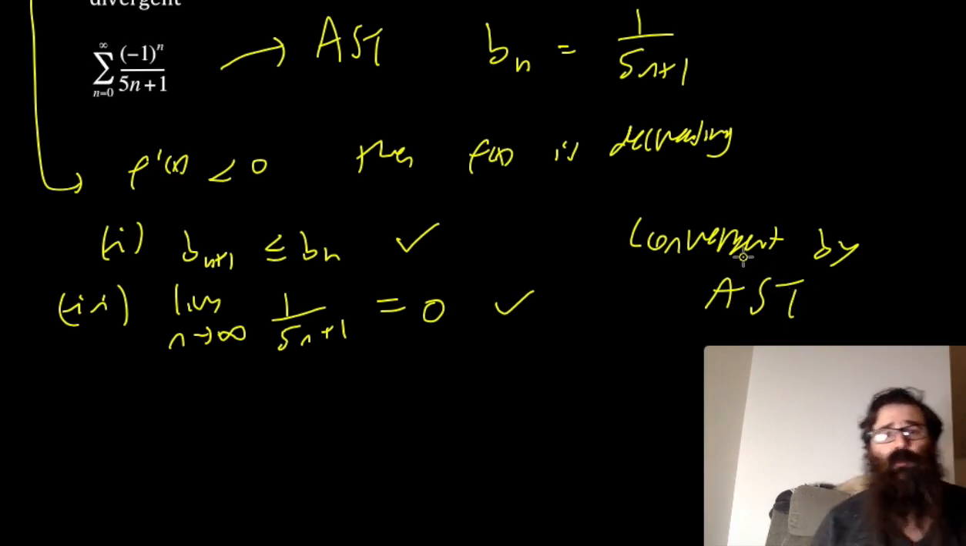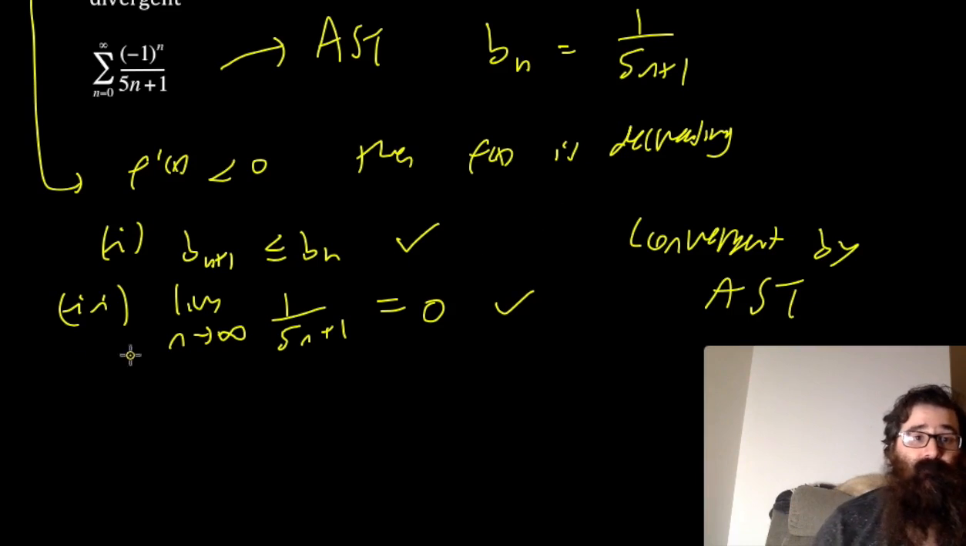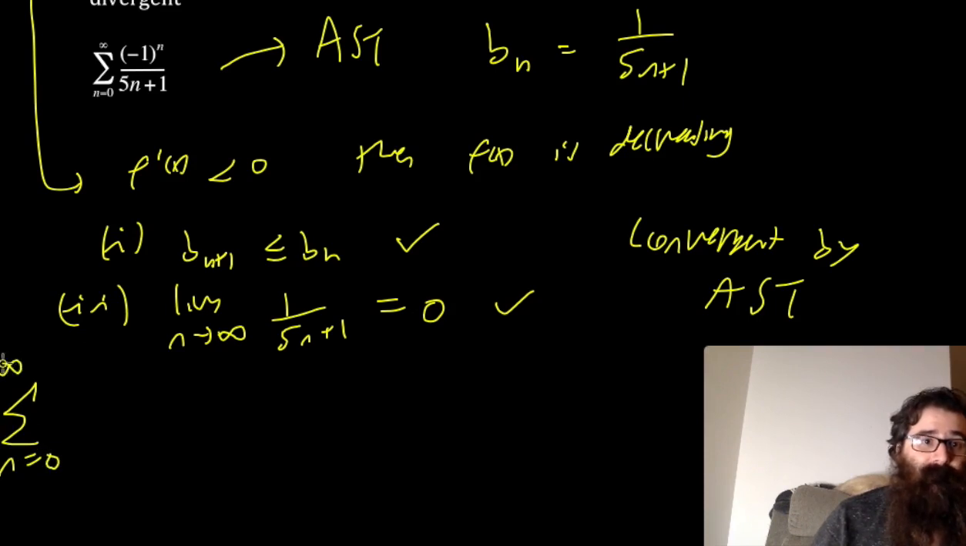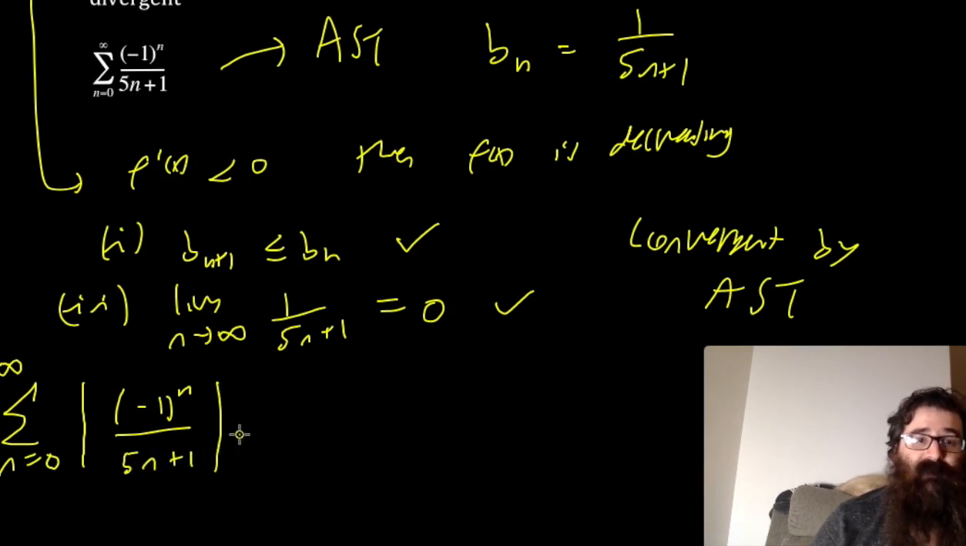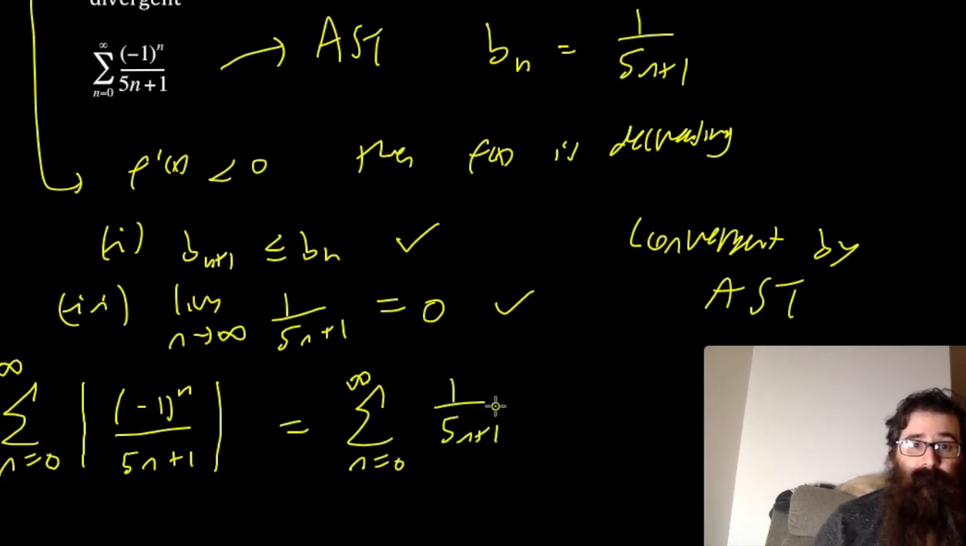But now we have that follow-up question: is it absolutely convergent? If I take this in absolute value, the sum from n equals 0 to infinity of the absolute value of negative 1 to the n over 5n plus 1, well, now the sign is no longer alternating. We have the sum from n equals 0 to infinity of just 1 over 5n plus 1.